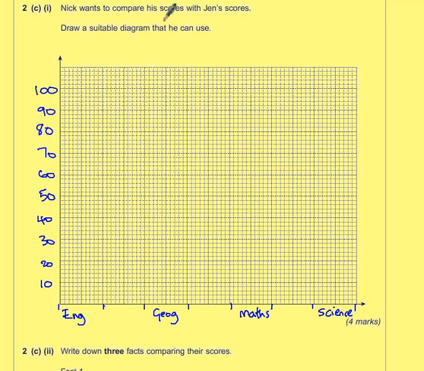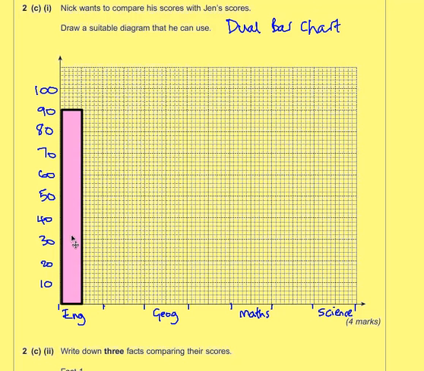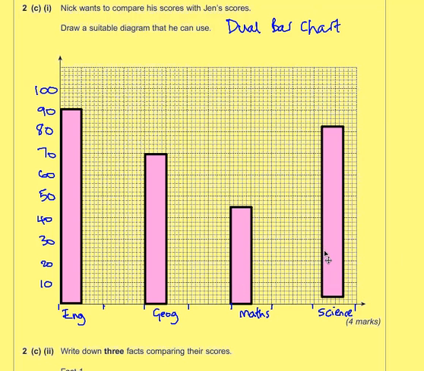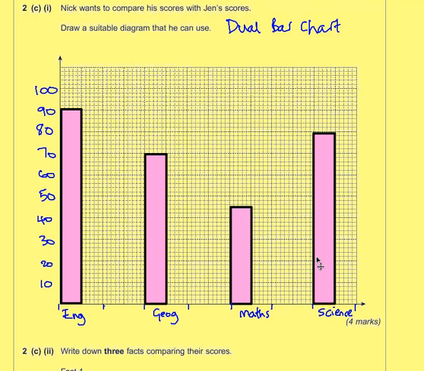Now Nick wants to compare his scores with Jen's scores and draw a suitable diagram that he can use. Well, a suitable diagram is a dual bar chart. So we're going to copy the information from Jenny's bar chart. So for English she got 90%. For geography she got 70%. For maths she got 45%. And for science she got 80%.